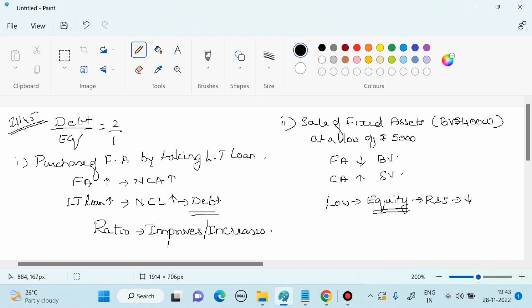And being a loss, it's a negative amount, your reserves and surplus is going to go down, which means your equity goes down. Without any change in the numerator debt, your denominator is going to go down. So, what would happen to the ratio here? It would improve or increase. Everybody following or not? Yes, ma'am. Okay, good.